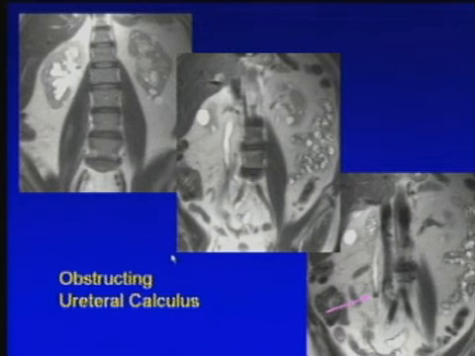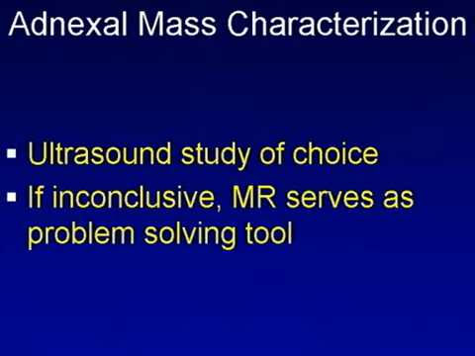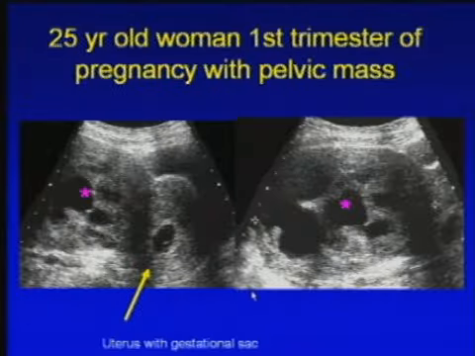And here's an example in a non-pregnant patient with hydronephrosis and hydroureter, and here you see the obstructing stone. Adnexal mass characterization, ultrasound is going to be the study of choice. If inconclusive, MR can serve as a problem-solving tool.